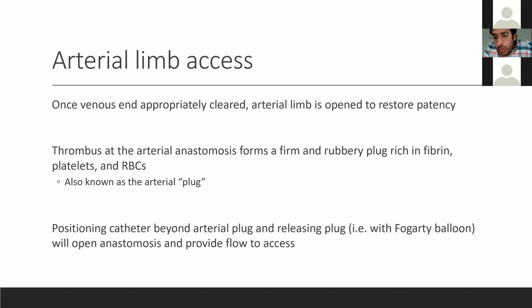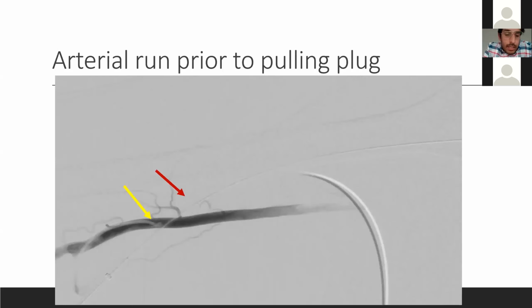I use a Fogarty balloon. You can use other types of balloons, but at the end of the day, you just want to be able to pull that plug and reopen that anastomosis, and that's what provides the flow to the access. So in a successful declot, if you've cleared the venous limb and then you pull this plug, essentially opening the garage, that in itself is pretty much the end of the declot for the most part if you're successful.